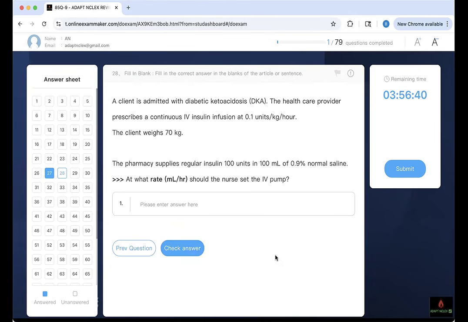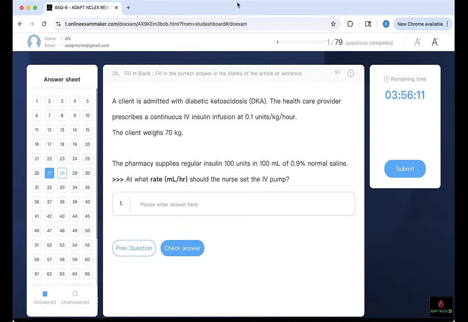A client is admitted with DKA. The healthcare provider prescribed continuous IV insulin infusion at 0.1 unit per kilo per hour. And the client weighs 70 kilos. Don't worry about it. The pharmacy supplies insulin at what? 100 units in 100 ml of 0.9 normal saline. There's a bunch of words there you don't have to use. At what rate, ml per hour, would the nurse set the infusion?